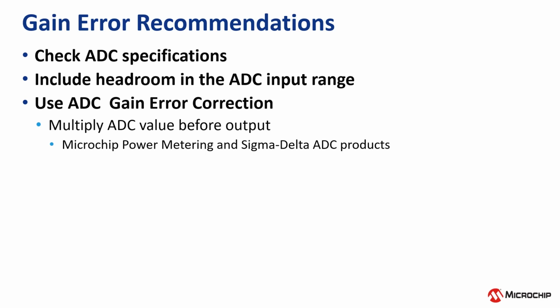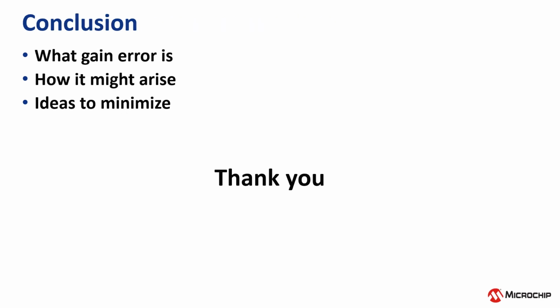Or use an ADC with gain error correction, such as multiplying the ADC value before the output, like some of Microchip's power metering and sigma delta ADCs. In conclusion, we have discussed what gain error is, how it might arise, and ideas to minimize it. Thank you.